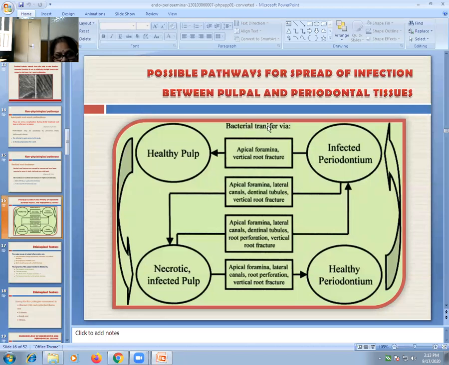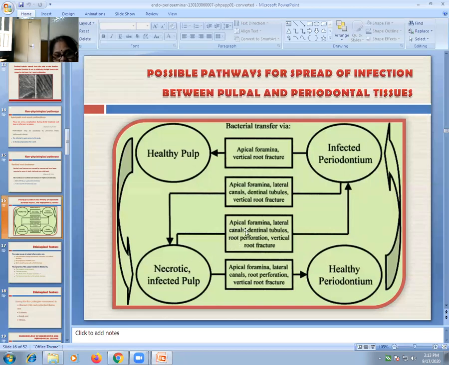If you see how the bacteria get transferred from the pulp to the periodontium, one route is the apical foramina, and if there is a vertical root fracture, the mode of transport can be from the apical foramina to the vertical root fracture. If there is an apical foramen or vertical fracture, that will damage the healthy pulp into necrotic tissue. Then what are the other atypical foramina? They are accessory canals, lateral canals, dentinal tubules, and vertical root fracture, which can act in both ways. It will lead directly to the necrotic infected pulp.